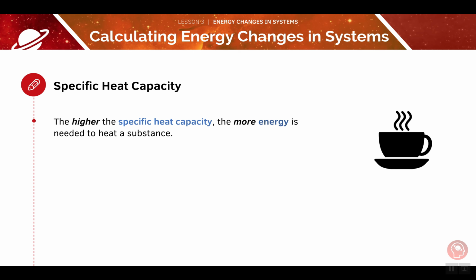It is different for each liquid. If a large amount of energy is required to heat up a substance, this means that the specific heat capacity will be very high, and the substance is able to store lots of energy. If a small amount of energy is required to heat up a substance, then its specific heat capacity will be very low, and the substance won't be able to store lots of energy.